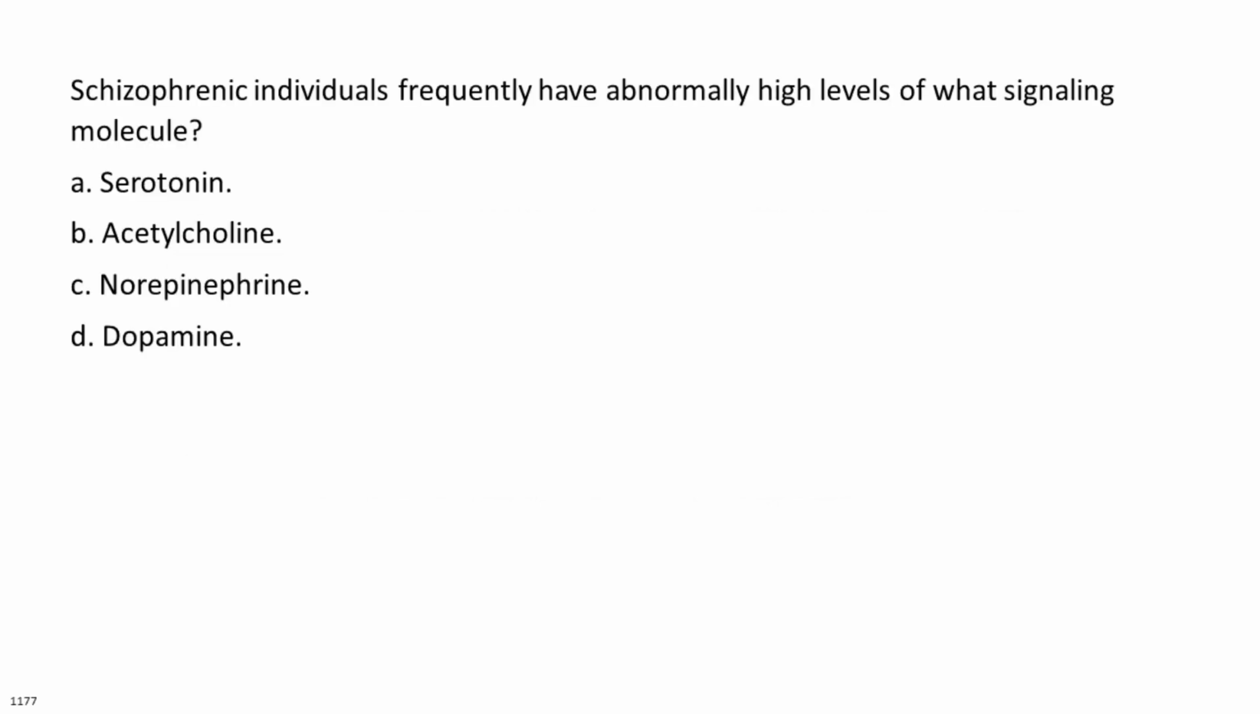Schizophrenic individuals frequently have abnormally high levels of what signaling molecule? A. Serotonin. B. Acetylcholine. C. Norepinephrine. D. Dopamine.